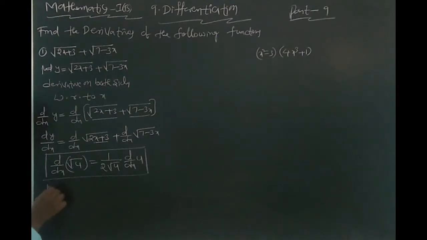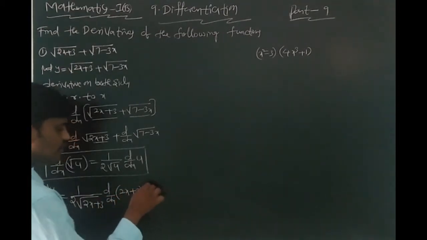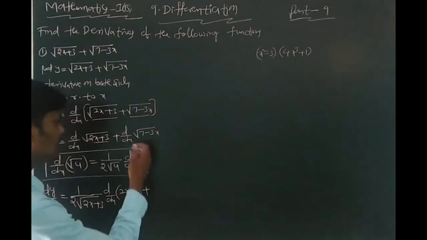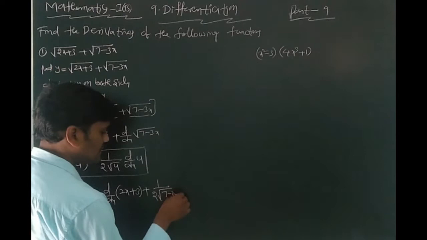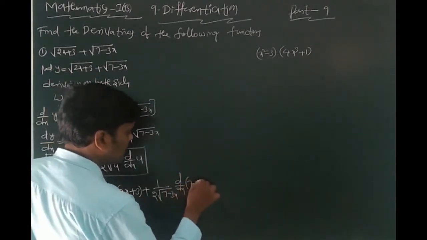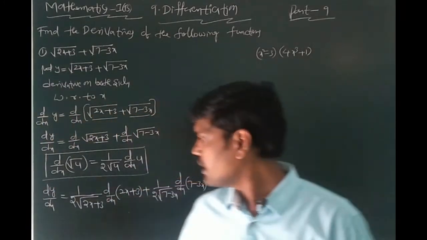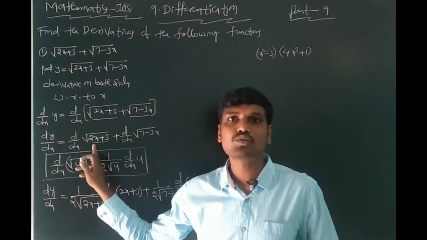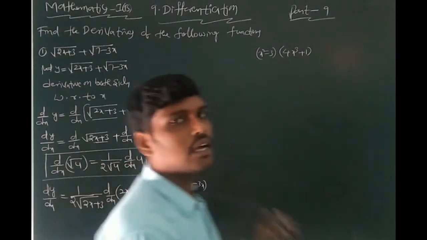That's why you can write dy by dx equal to 1 by 2 root u, where the u value is 2x plus 3, into the derivative of 2x plus 3, plus 1 by 2 root u, where the u value is 7 minus 3x, into the derivative of 7 minus 3x. Understood or not, students? Once again, explained in the form of square root of u, you can use the square root of u formula and similarly solve that problem.